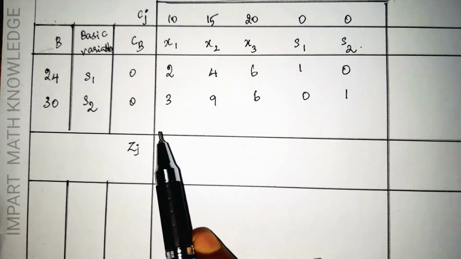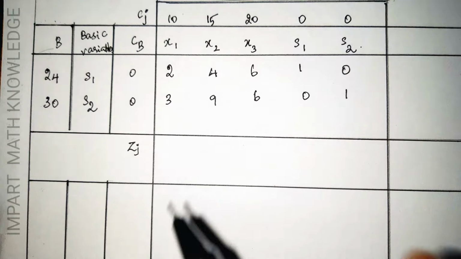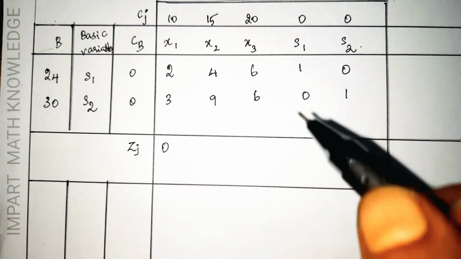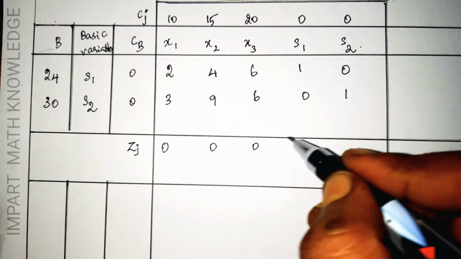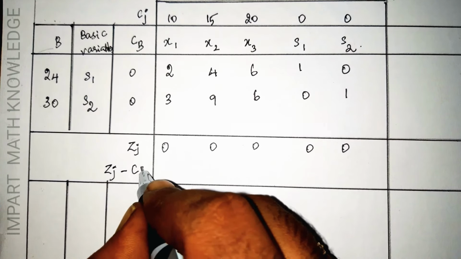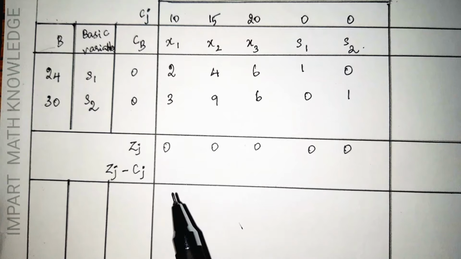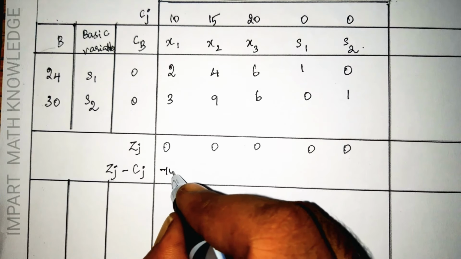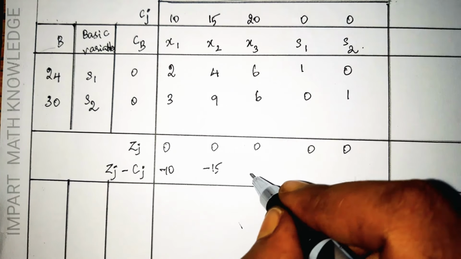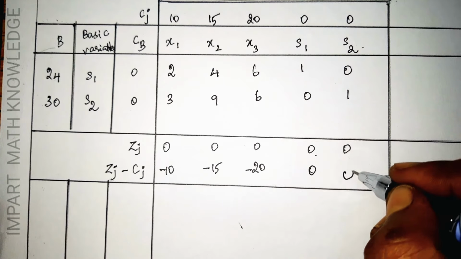Most probably in the starting table your Zj value is always 0 because the cost is 0. Similarly, other values are 0. Next we have to find Zj minus Cj. Zj is here, Cj is at the top. So you have to subtract these two. 0 minus 10 is minus 10. 0 minus 15 is minus 15. 0 minus 20 is minus 20. 0 minus 0 is 0. And 0 minus 0 is 0.